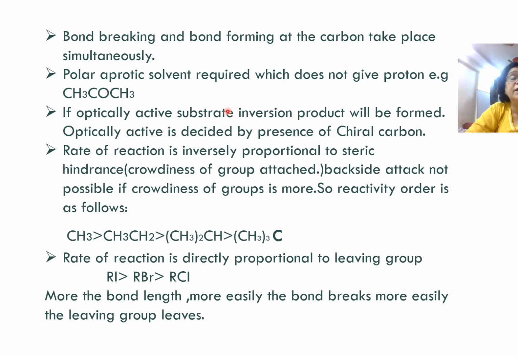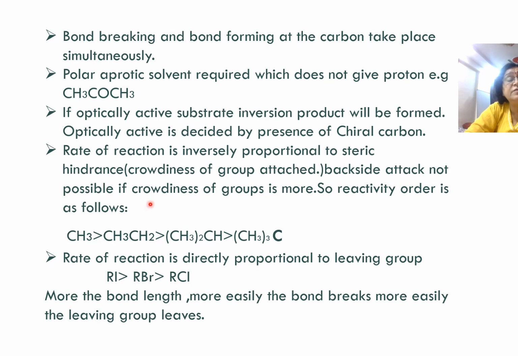So if our optically active substrate is there, then the product formed will be what? Optically active only, but it will be inverted. So if the substrate is dextrorotatory, the product formed will be levorotatory. If the substrate is levorotatory, the product formed will be dextrorotatory. Clear? Then the rate of reaction is inversely proportional to the steric hindrance.